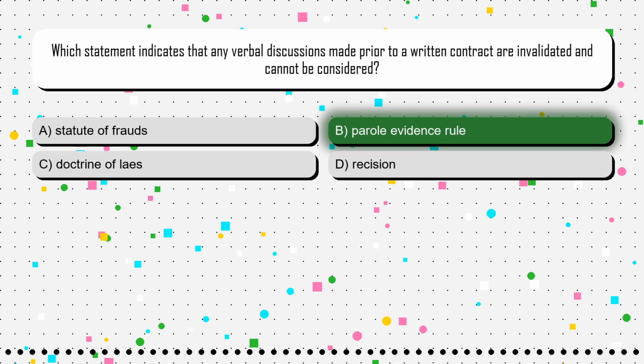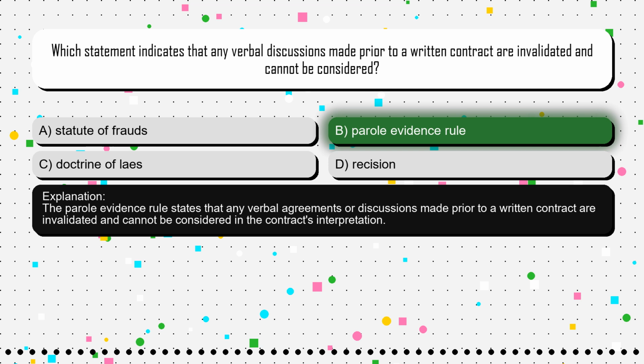The correct answer is option B, Parol Evidence Rule. The Parol Evidence Rule states that any verbal agreements or discussions made prior to a written contract are invalidated and cannot be considered in the contract's interpretation.